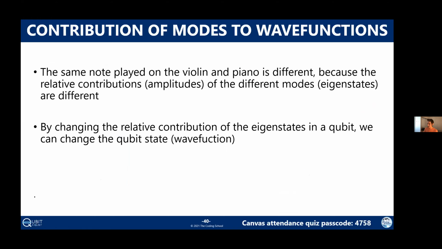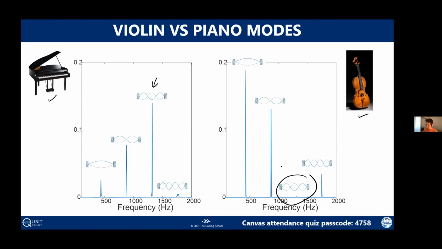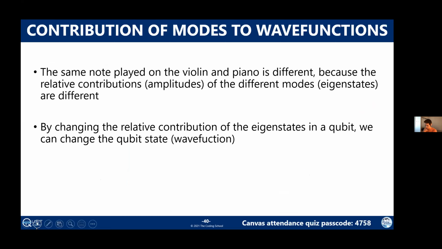So just a couple of key takeaways. As I said, the same note played on the violin and the piano are different because the relative amplitudes of the different modes are different, right? So again, we were looking at here the relative amplitudes of the first, second, third, fourth modes, and those are different between the two instruments.